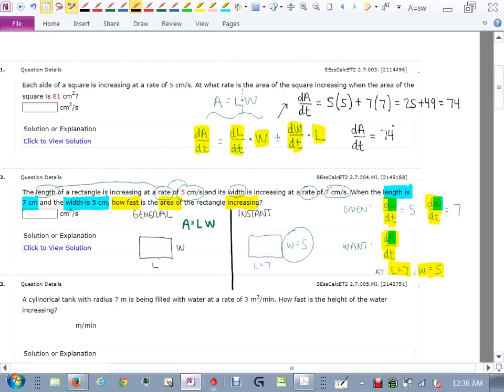Now watch how I'm going to get these units. Area in this problem, my units were centimeters, and area is squared units. So I'm going to put centimeters squared per. Now the time in the problem is measured in seconds. So I put per second. So 74 centimeters squared per second is the rate at which the area is increasing.